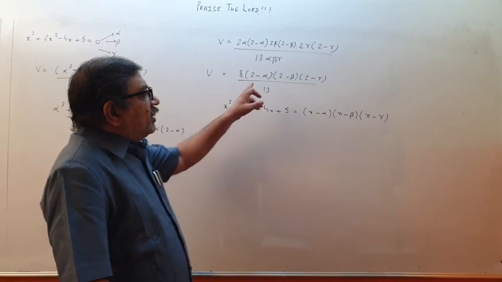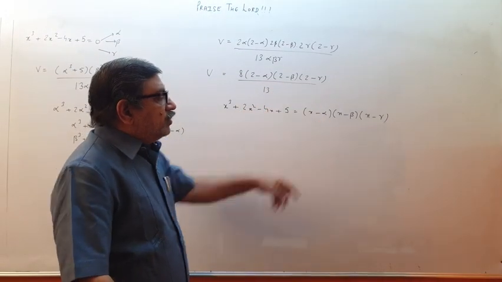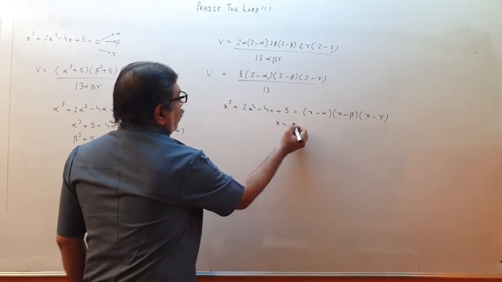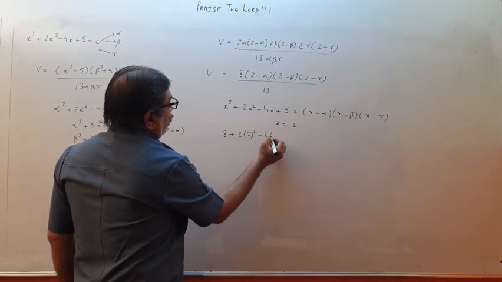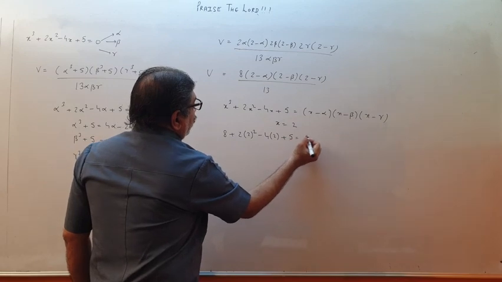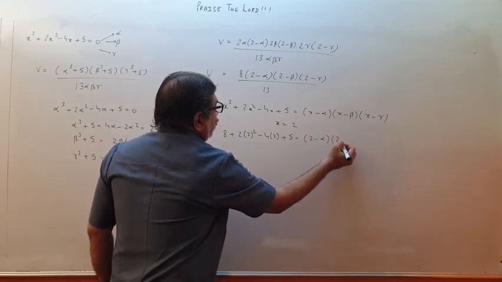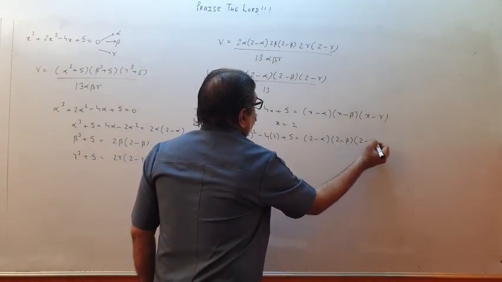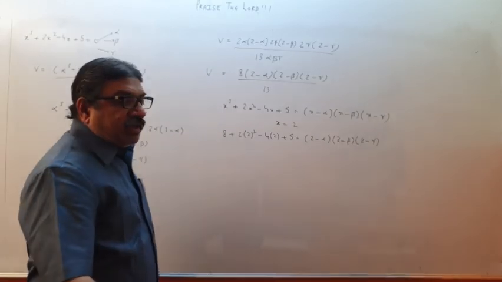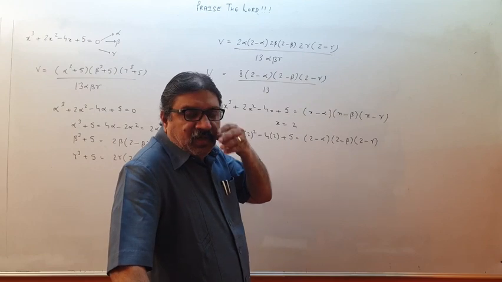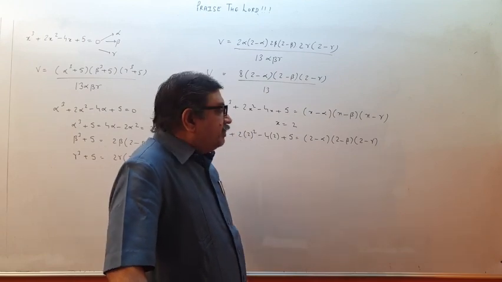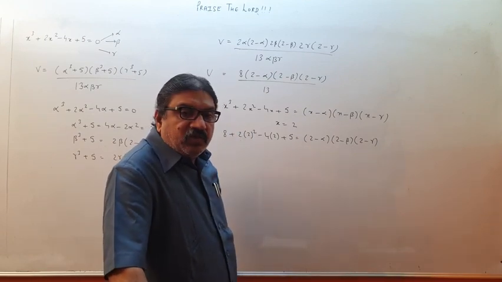Anyway, I want 2 minus alpha, 2 minus beta, 2 minus gamma. So you can see that I should put x as 2. So this will be 8 plus 2 into 2 square minus 4 into 2 plus 5, that will be 2 minus alpha, 2 minus beta, 2 minus gamma. So children, this is the trick. Whenever the same number is subtracted from alpha, beta, gamma, or the same number is added to alpha, beta, gamma, always use this trick. In the equation, put the answer.